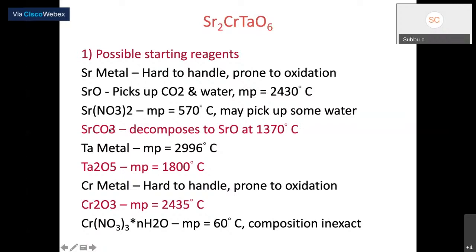The same way, I can go to tantalum metal, but the melting point is very high. If I take tantalum oxide, the melting point is 1800. Chromium is not very easy to handle in the metallic form. If I take chromium oxide directly, it has a melting point of 2435, whereas chromium nitrate, nobody can use because it's a highly hygroscopic material.